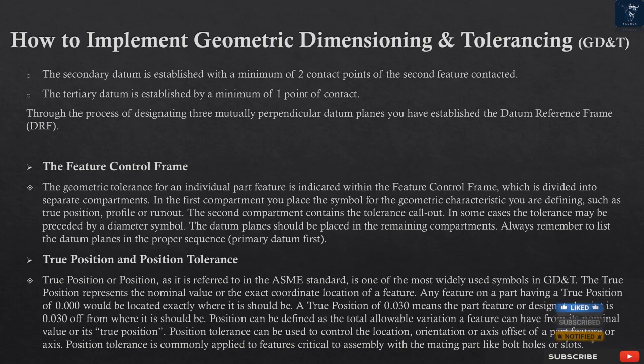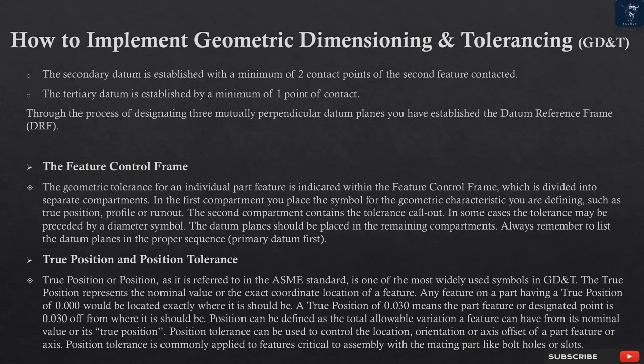True position and position tolerance. True position, or position as it is referred to in the ASME standard, is one of the most widely used symbols in GD&T. The true position represents the nominal value or the exact coordinate location of a feature. Any feature on a part having a true position of 0.000 would be located exactly where it should be. A true position of 0.030 means the part feature or designated point is 0.030 off from where it should be.